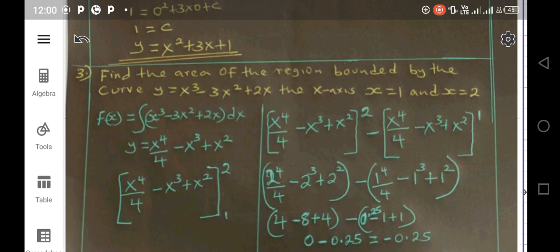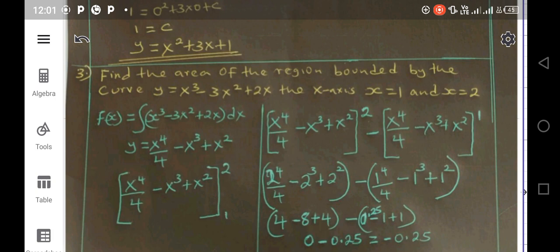They have said that x equals 1 and x equals 2. That's the region, the area of that particular curve, or the region where it's going to lie between x equals 1 and x equals 2. Now, to find the area, we must do what we call integration. We cannot go and do differentiation. We must do integration.